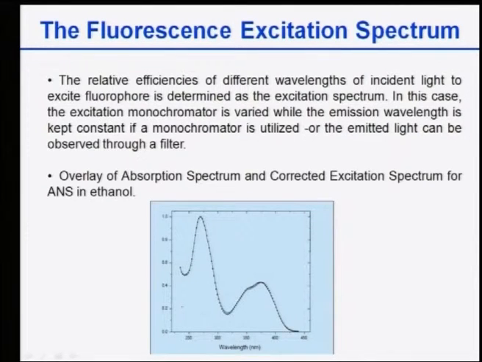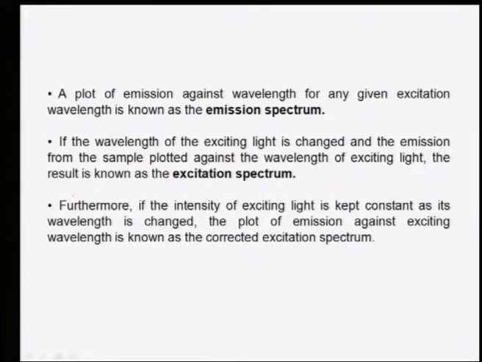And to give you some characteristic pictures, the relative efficiencies of the different wavelengths of incident light to excite a fluorescent material are determined by the excitation spectrum, and that is why you need to know this. In this case, the excitation monochromator is varied, that is the wavelength varies, while the emission wavelength is kept constant. And there will be this one, and this is another one. As you can see, there is overlap between the absorption and the corrected spectrum. This is the corrected absorption spectrum for a chemical in ethanol, and these are all plots to be made.